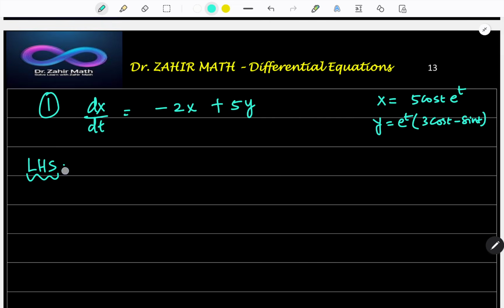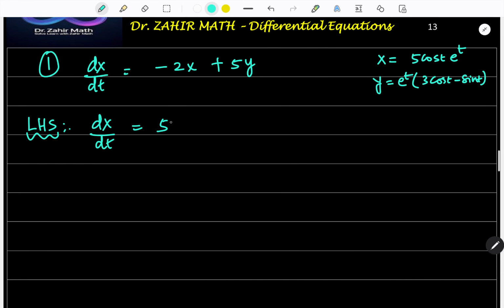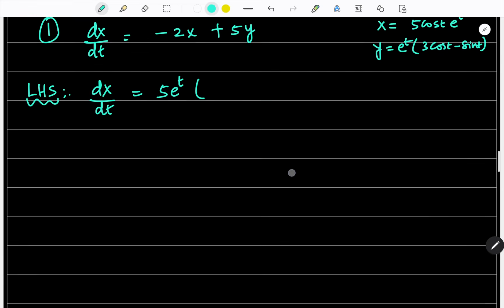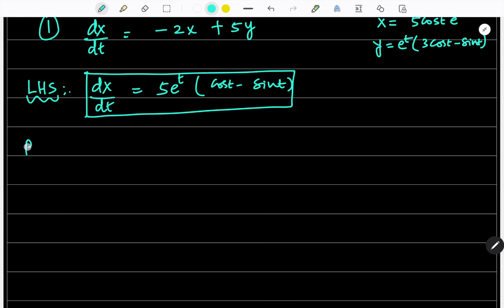Let's start with the left hand side. What is my left hand side? My left hand side is dx by dt. We already got dx by dt just now. This is my answer: 5 e power t, bracket open, cos t minus sine t. So dx by dt is ready. Let me go for the right hand side.